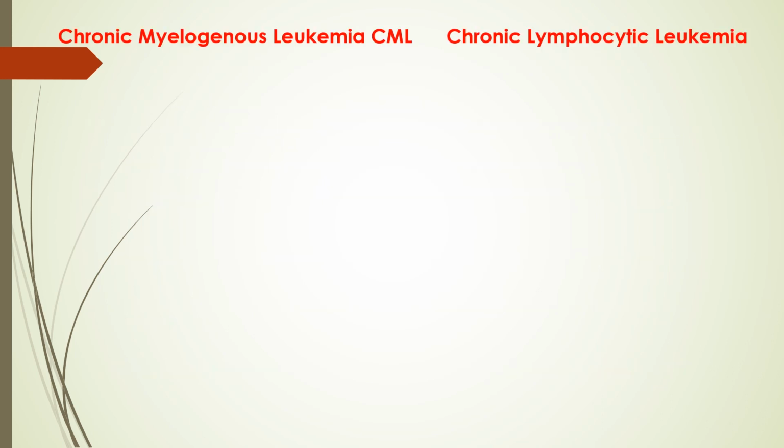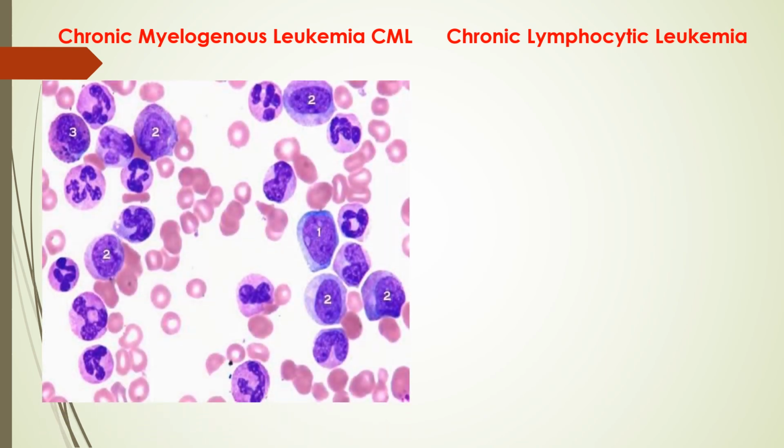Now how CML and CLL look under the microscope. This is CML. You can see two types of cells, the bluish cells and the pinkish or red cells. The pinkish cells are the red blood cells, and the bluish cells are the white blood cells. The white blood cells are numbered. For example, just have a look at number 2. There are 4 number 2 cells in this photograph. They are myelocytes. Number 1 is a promyelocyte, and around you can see metamyelocyte, band form and mature neutrophil also.